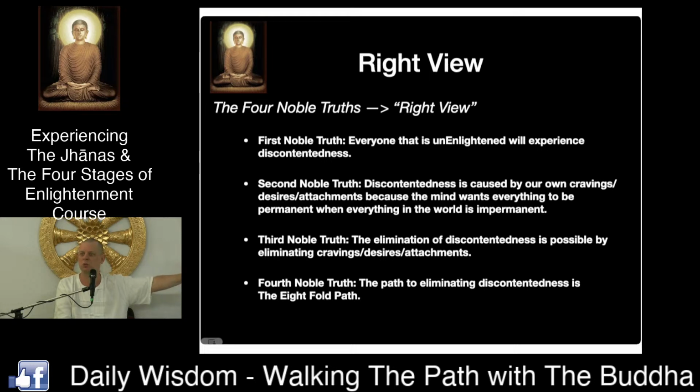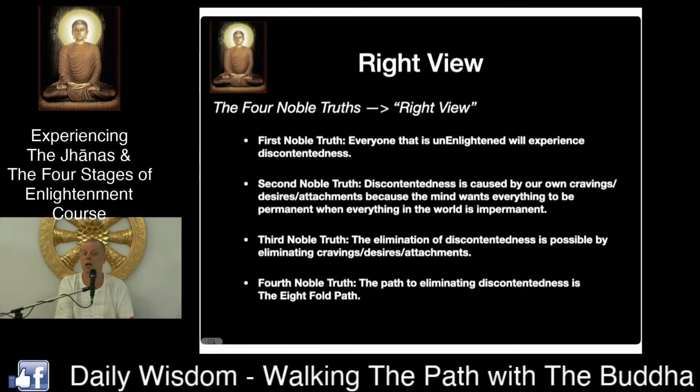So if you're having trouble seeing that, let me know. You can tell me an example, and I will help you to be able to see how your mind's causing this itself. Then the third noble truth is explaining the elimination of discontentedness is possible by eliminating craving, desire, attachment.